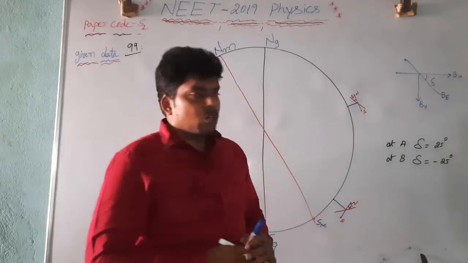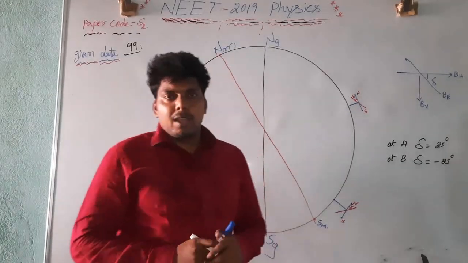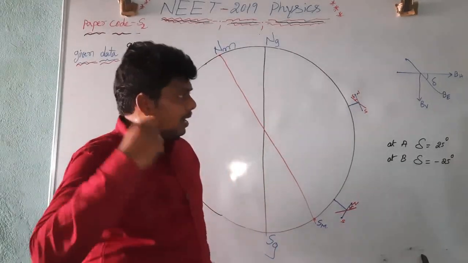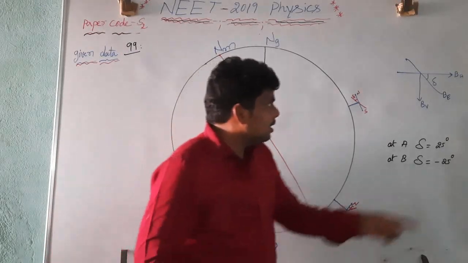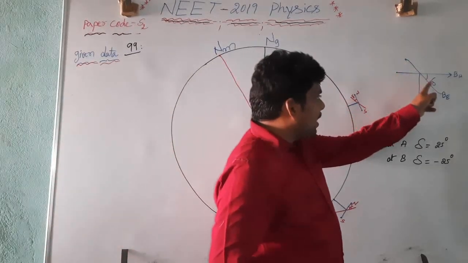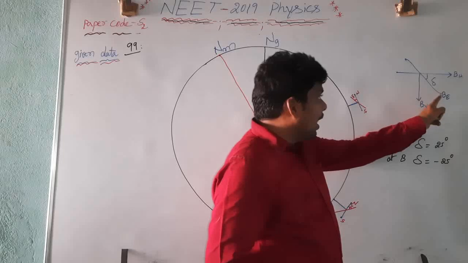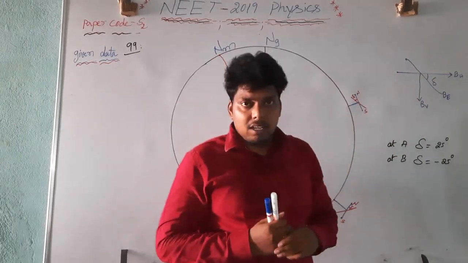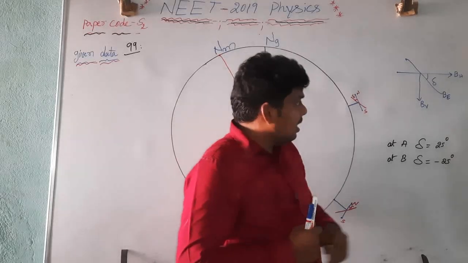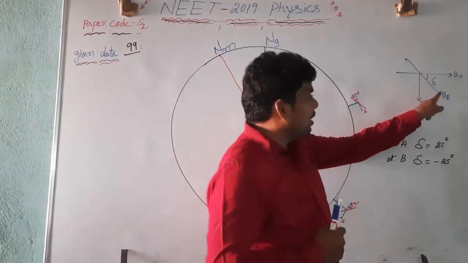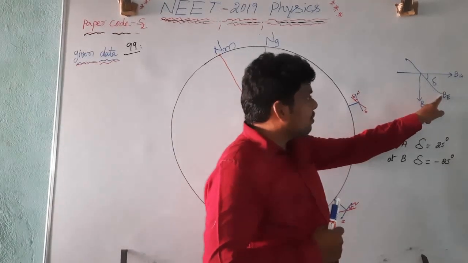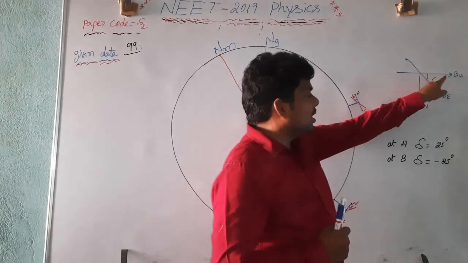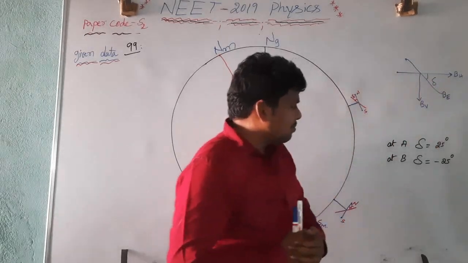Before that, we should know the definition of angle of dip. Angle of dip is nothing but the angle between the resultant magnetic field of the Earth and the horizontal component of the magnetic field of the Earth. What is the angle between? It is the angle between the resultant Earth's magnetic field and the horizontal component. That is nothing but angle of dip.